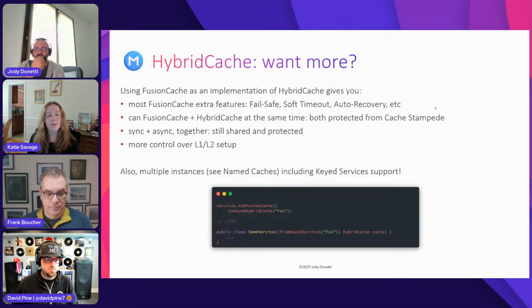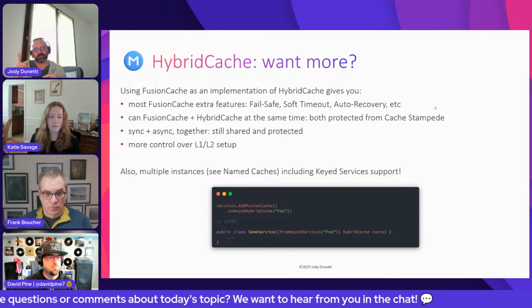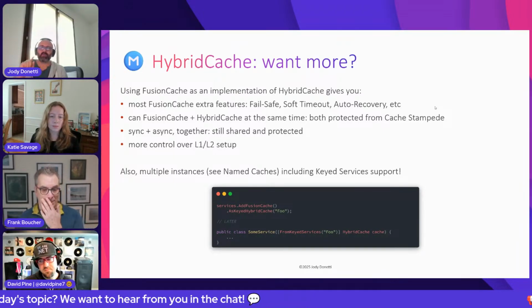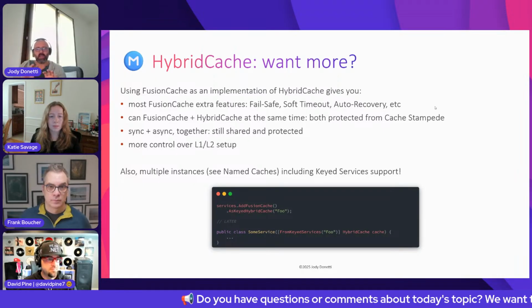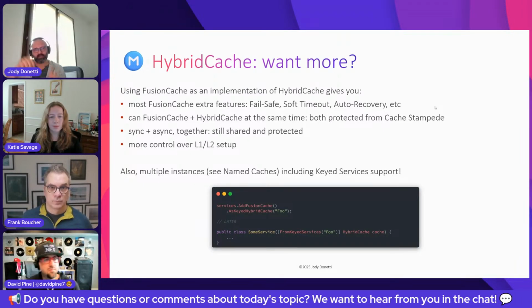But it gets more interesting, because even when you use FusionCache as an implementation of HybridCache, you are not limited to the current set of features provided by HybridCache. You have most of the FusionCache extra features like fail-safe, soft timeout, auto-recovery, and whatnot. Not only that, but FusionCache and HybridCache can work together in the same project at the same time. The HybridCache implementation will simply point to the respective FusionCache implementation. And if you use them both at the same time, they will both be protected by cache stampede protection, meaning between the two, only one call to the database for the same data at the same time. Even when you do sync and async calls on the same key, like a sync call on FusionCache, which supports both models, and an async call on HybridCache, both will be protected at the same time.